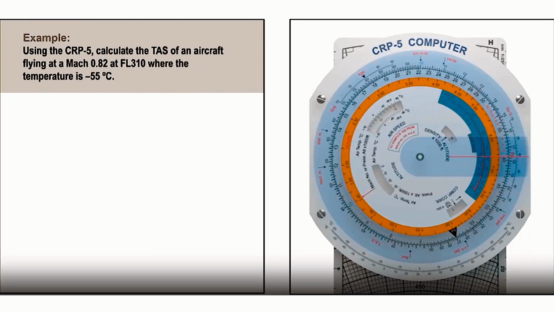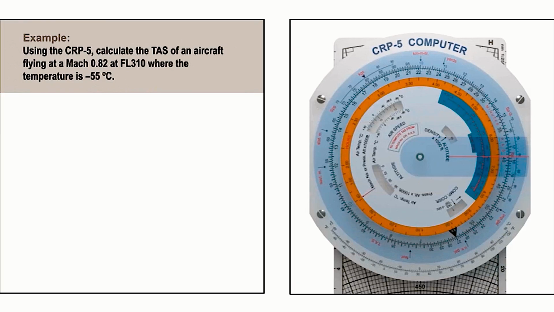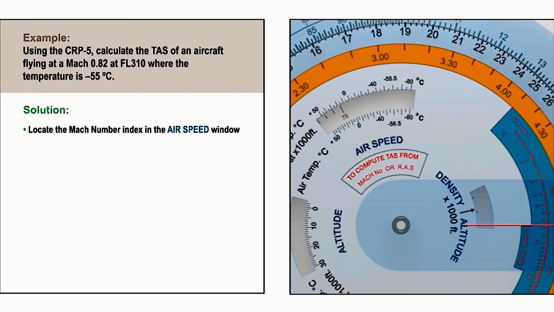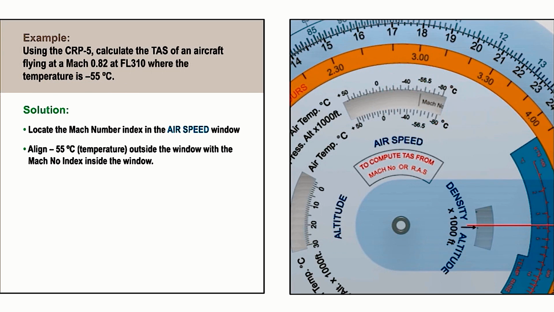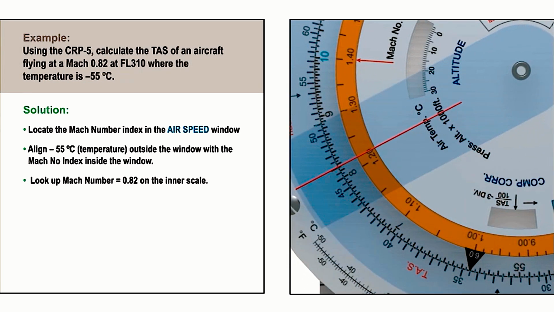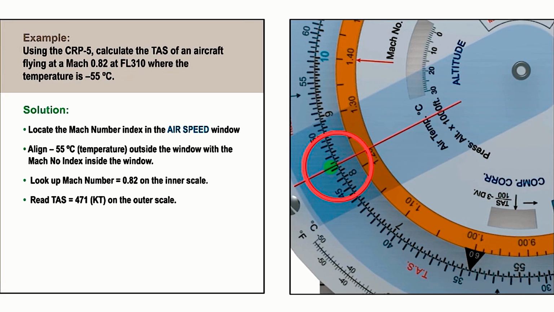In this example, we need to calculate the true airspeed of an aircraft flying at Mach 0.82 at flight level 310, where the temperature is minus 55 degrees centigrade. Firstly, we turn the airspeed window to reveal the Mach number index. Then align the temperature of minus 55 degrees centigrade outside the window with the index. Now look up the Mach number of 0.82 on the inner scale and read off the true airspeed of 471 knots on the outer scale.